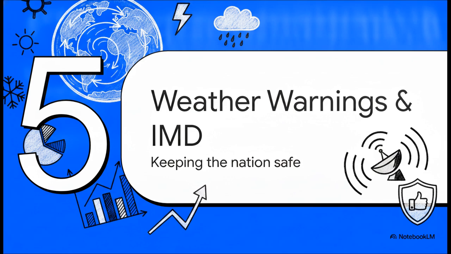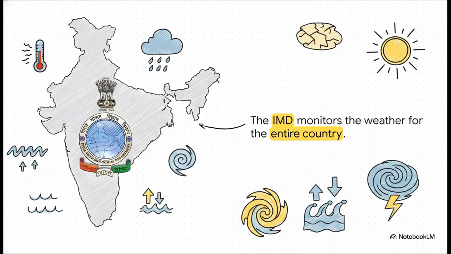Section 5. Weather warnings and IMD, keeping the nation safe. Zooming out from our local digital thermometers and statistical charts, let's look at how all this data is used on a massive national scale to actually protect us. Enter the India Meteorological Department, or the IMD. They're the government body responsible for taking all that objective data we just talked about and monitoring the entire country. They look at temperature, precipitation, pressure, wind, and humidity on a macro level to predict extreme events. We're talking droughts, floods, heat waves, and cyclones before they even happen.